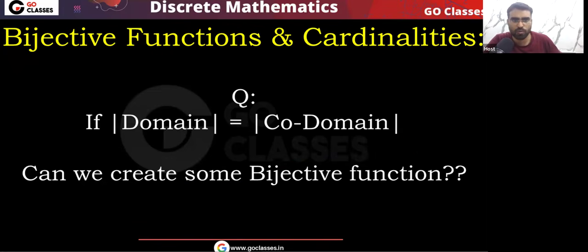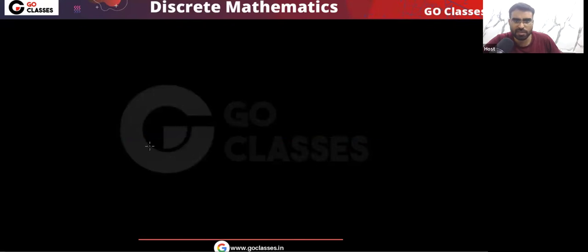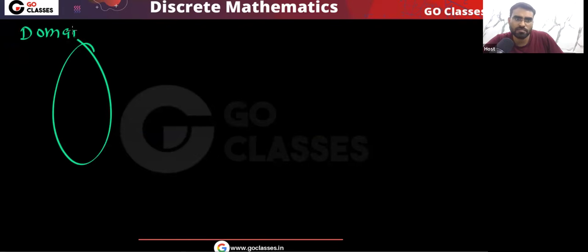Now let's move on. Tell me the answer for this question. If they have same cardinality, then is bijective function possible or not? The answer will be yes. Okay, you can easily prove it. See, if they have same cardinality, just think about it, that your domain and your codomain have same cardinality.